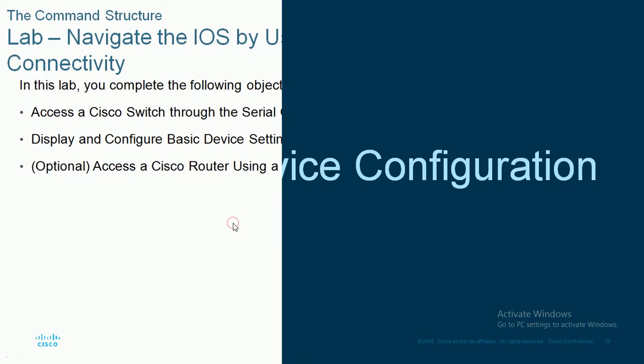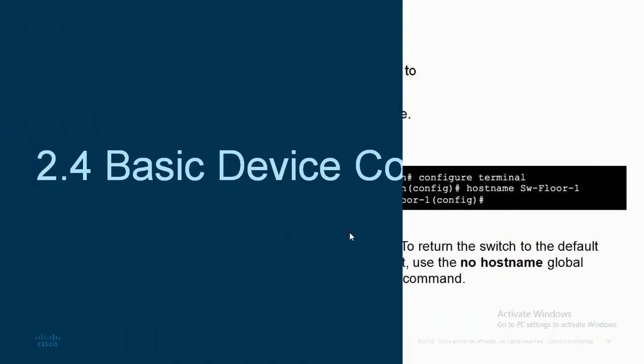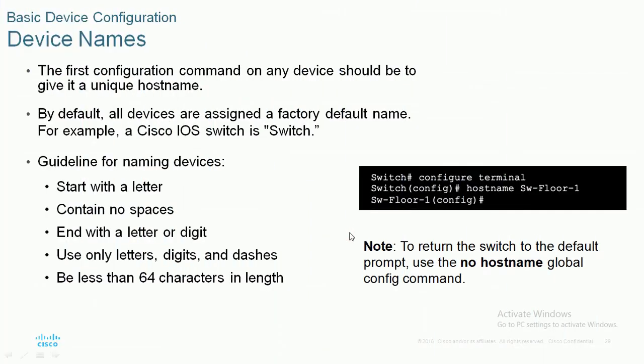Basic device configuration. The first configuration command on any device should be to give it a unique host name. Whenever we are going to configure any switch or any router, first of all you need to change the name to your own desired name. Like initially the name is switch, now I changed that name to SW Floor 1.